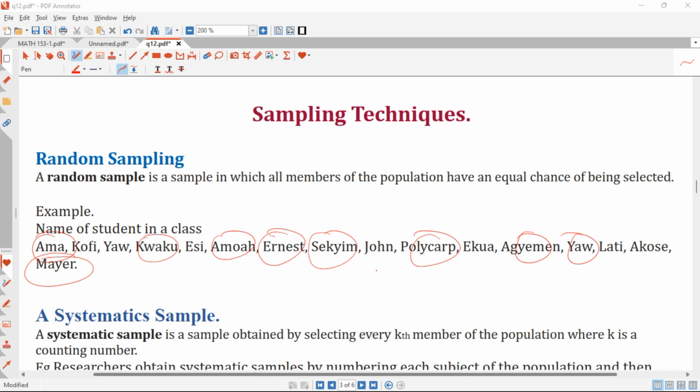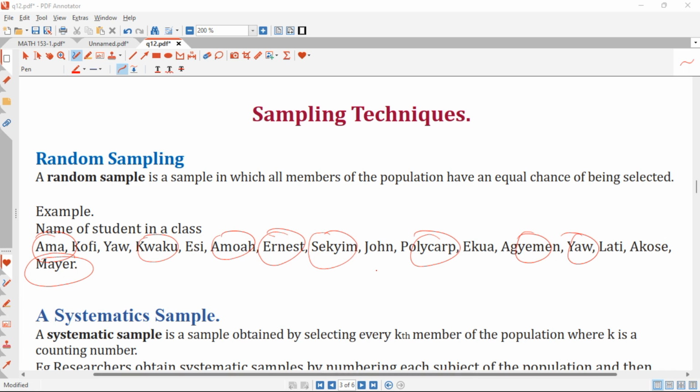Sampling techniques. In our previous video, we started on the definition of statistics. We came to differentiate between the population and the sample, and later discussed something on parameter and statistics. Throughout all this definition and explanation, we learned that most of the time we cannot use the whole population to conduct a research. What we usually do is use the sample and later use the sample to describe the population.